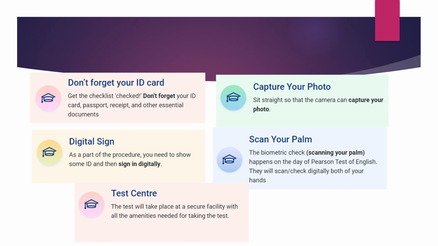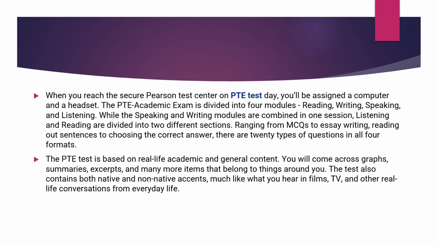The test takes place at a secure facility with all the amenities needed for taking the test. When you reach the secure Pearson test center on PTE test day, you will be assigned a computer and a headset. The PTE Academic is divided into 4 modules: reading, writing, speaking, and listening. While the speaking and writing modules are combined in one session, listening and reading are divided into 2 different sections. Ranging from MCQs to essay writing, reading out sentences to choosing the correct answer, there are 20 types of questions in all 4 formats.